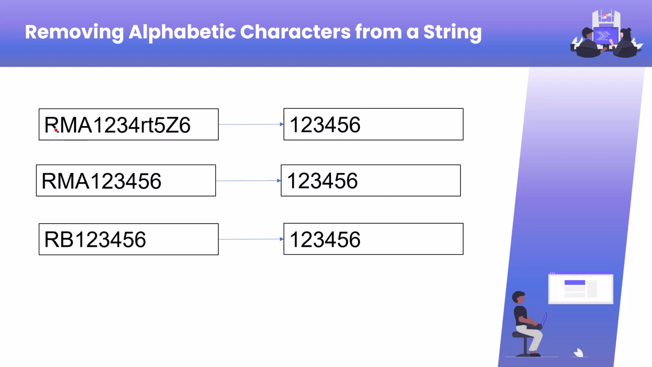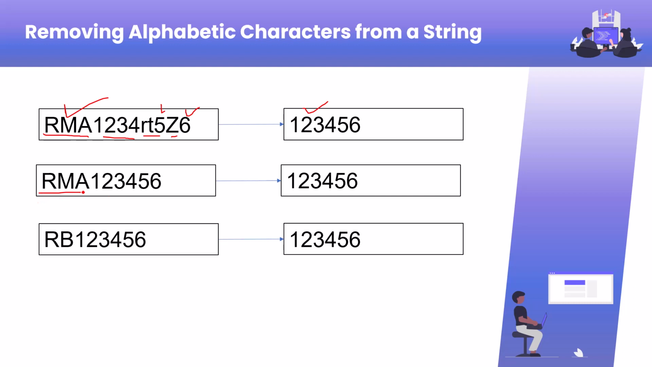As you can see, this is our input. For example, we have RMA 1, 2, 3, 4, and in the middle RT is there, then 5 is there, Z is there, and 6 is there. But we want a string without these alphabetic characters. So we want the final output like this: 1 2 3 4 5 6. We want to remove all the characters that are present in that string.